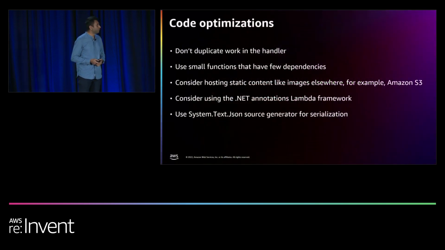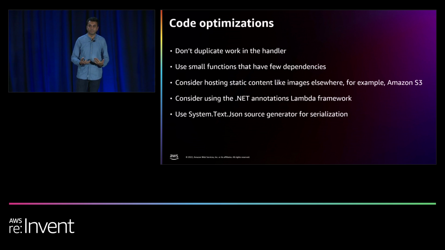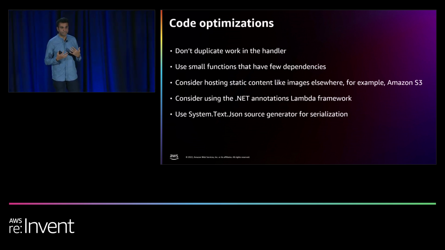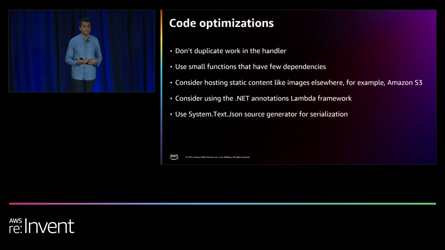So there are other strategies for reducing cold start durations. One is code optimization. There are certain best practices that you can follow to actually improve the performance of your Lambda just by writing better Lambda code. The main thing is do not duplicate work in the handler. If you need some work to be done once when the Lambda starts, for example, deserializing your config file, you should do that in your constructor so that it happens once and you can use it for every other invoke as long as the Lambda is warm.